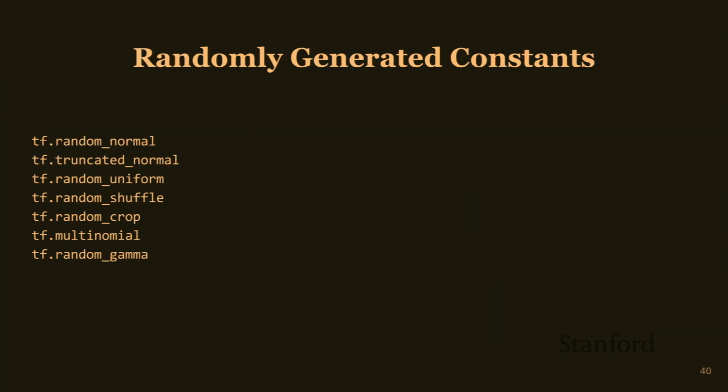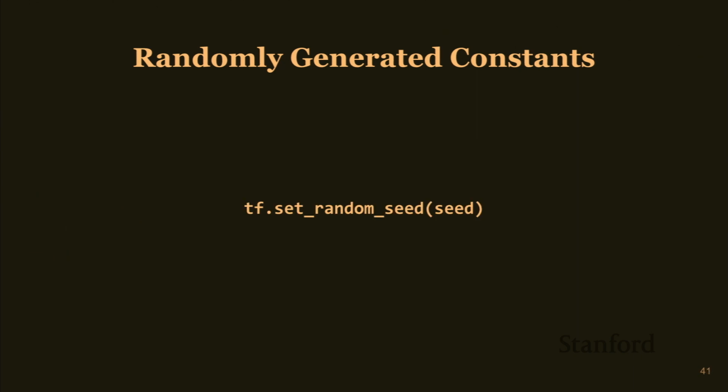It also can create randomly generated constants, which can be very useful when you initialize the weights. Another thing is that a lot of people, when they try to replicate other work, find it hard because there's a lot of randomization in the process. So one practice is to set a certain seed to make it easier to replicate the result.